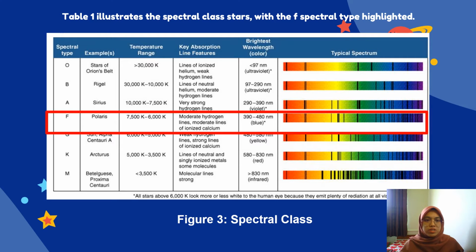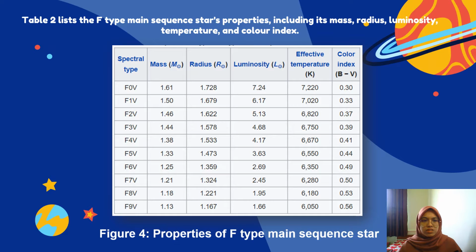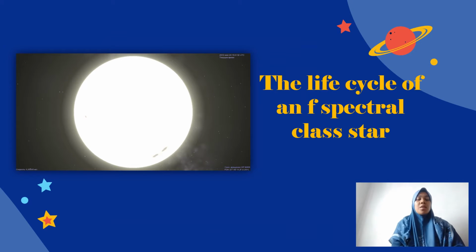Table 1 illustrates the spectral clusters with the F-spectral type highlighted. Table 2 lists the F-type main sequence stars' properties, including mass, radius, luminosity, temperature, and color index. So next, I will explain about the life cycle of an F-spectral cluster.